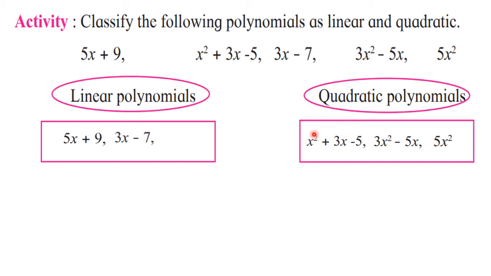Now see, in front of this polynomial, if I write equal to 0, okay. So if I write x square plus 3x minus 5 equal to 0, then it becomes quadratic equation. Okay. So in front of polynomial, if we write equal to 0, then it becomes equation.